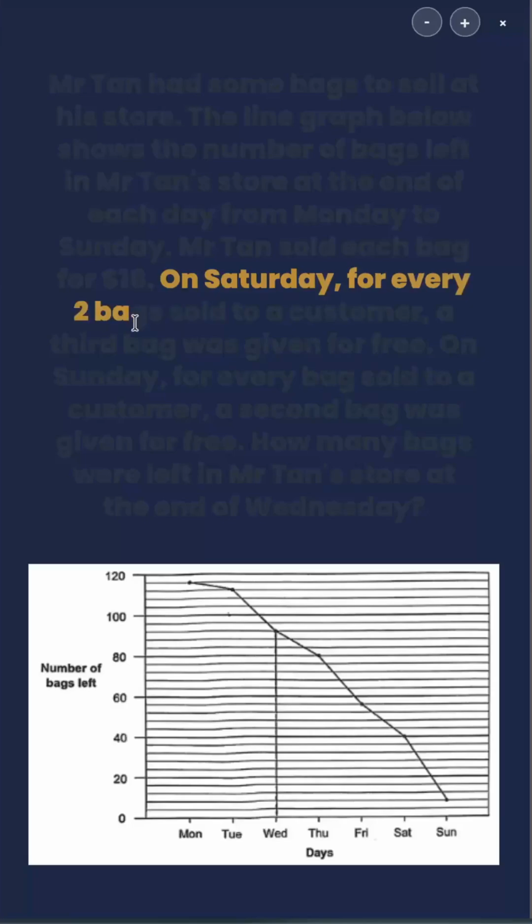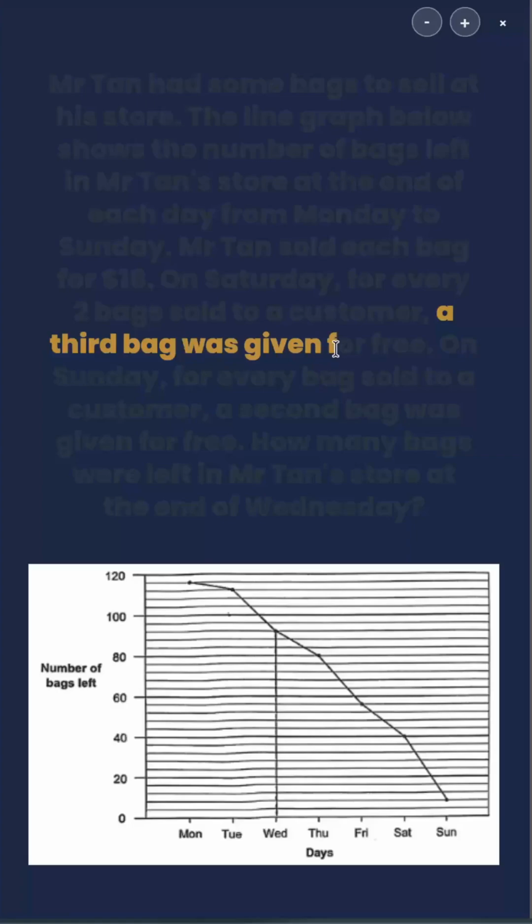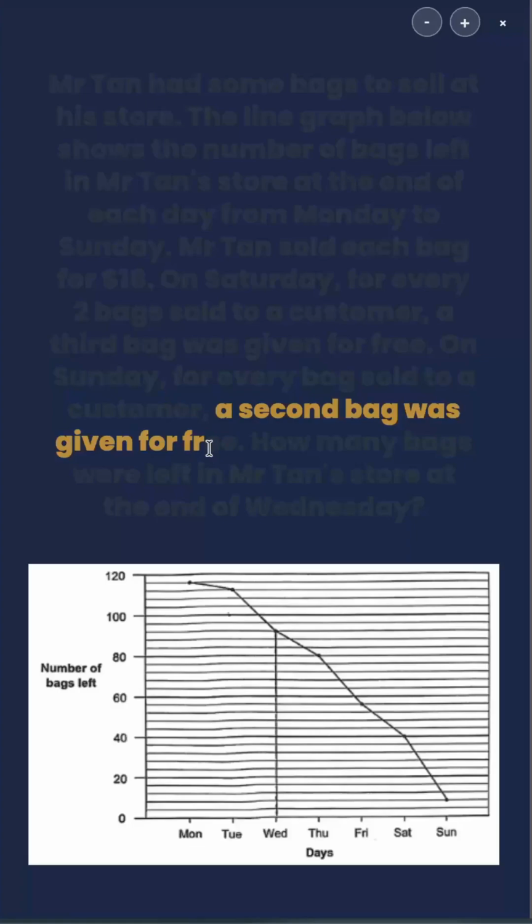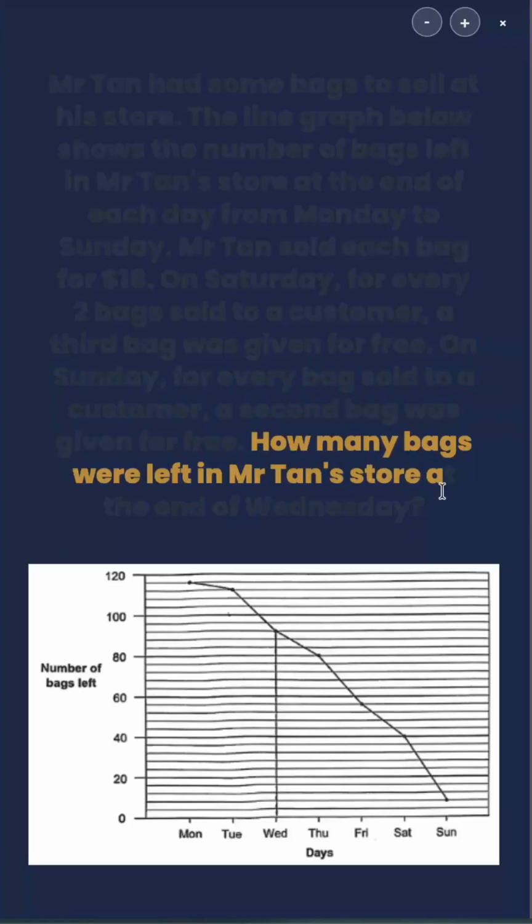On Saturday, for every 2 bags sold to a customer, a third bag was given for free. On Sunday, for every bag sold to a customer, a second bag was given for free. How many bags were left in Mr. Tan's store at the end of the day?